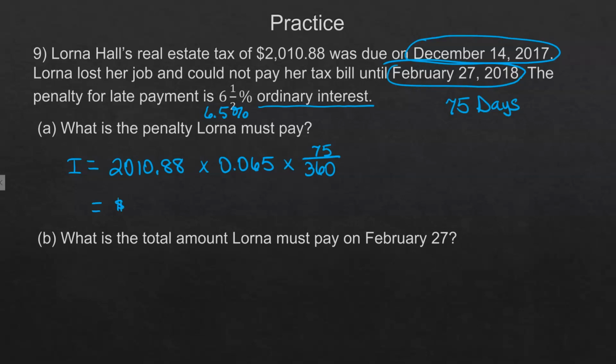So we get $27.23. So she gets a penalty. It's not real terrible. And then that's what she would have to add on to her 2010-88. So on February 27th, she's going to owe $2,038.11.